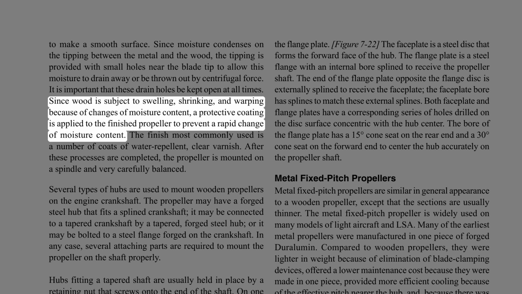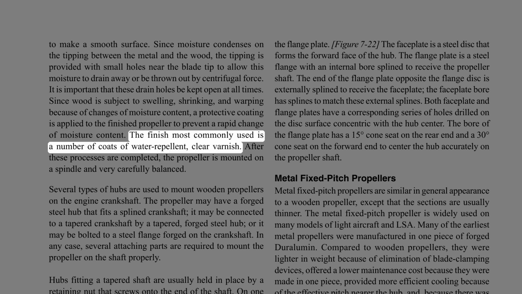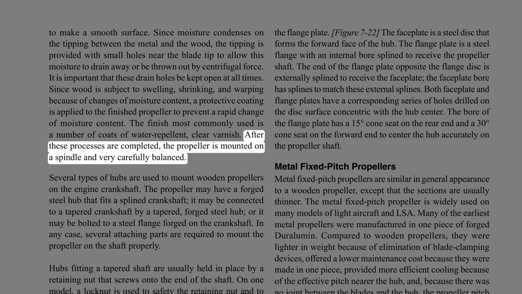Since wood is subject to swelling, shrinking, and warping because of changes of moisture content, a protective coating is applied to the finished propeller to prevent a rapid change of moisture content. The finish most commonly used is a number of coats of water repellent, clear varnish. After these processes are completed, the propeller is mounted on a spindle and very carefully balanced.